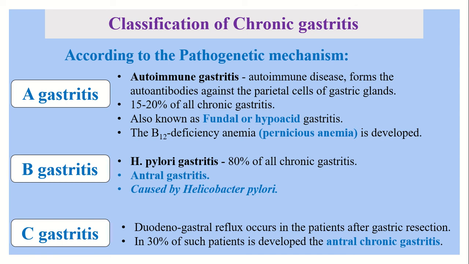B gastritis is Helicobacter pylori gastritis, which makes up 80% of all chronic gastritis, mainly localized in the antrum of the stomach and caused by Helicobacter pylori. C gastritis is duodenogastric reflux that occurs in patients after gastric resection. In 30% of such patients, antral chronic gastritis develops.